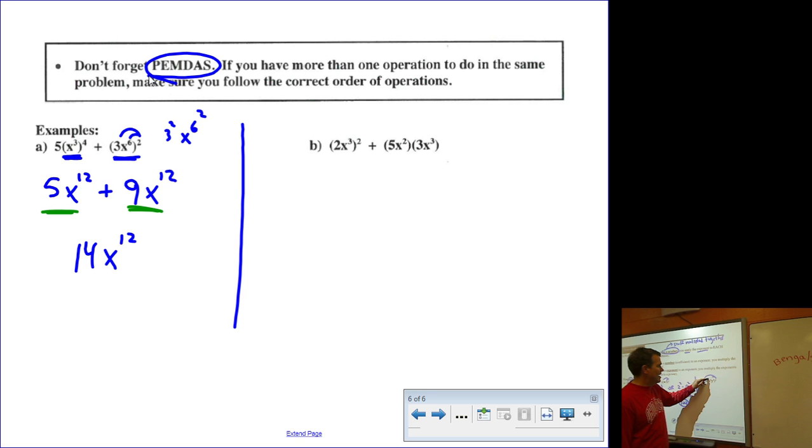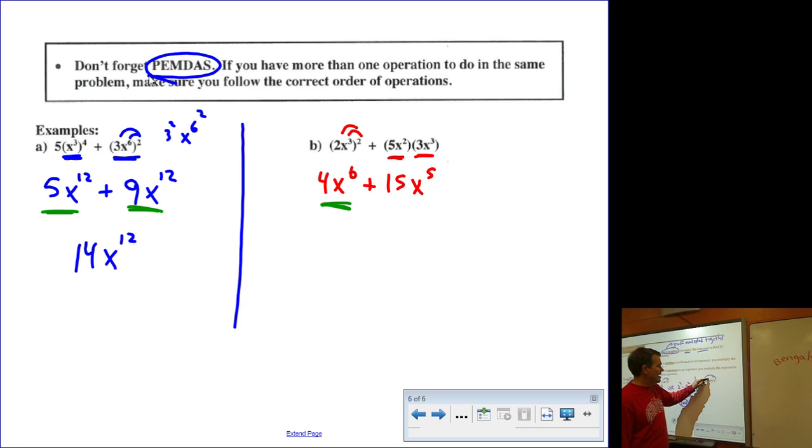Let's try one more time and we'll be done. Here I need to apply the exponent first. That gives me 4 x to the 6th power plus, here I need to multiply these together. The 5 times the 3 gives me 15. And the x's, again I'm multiplying here. When you multiply, you add the exponents. That gives me x to the 5th.